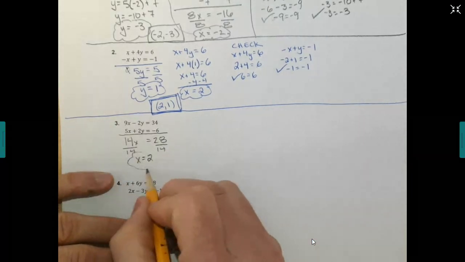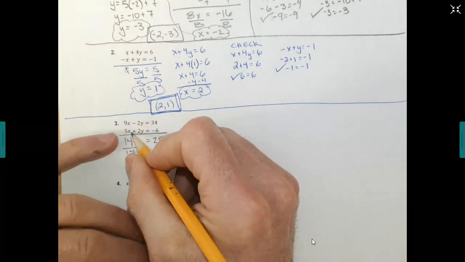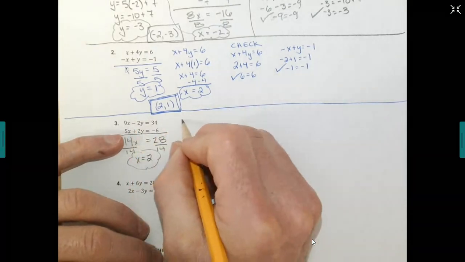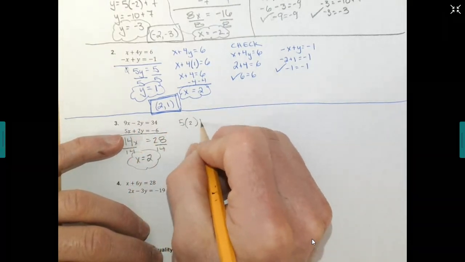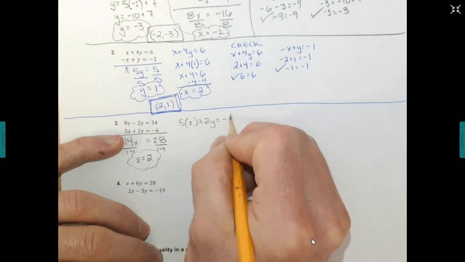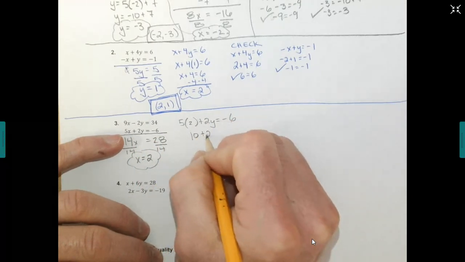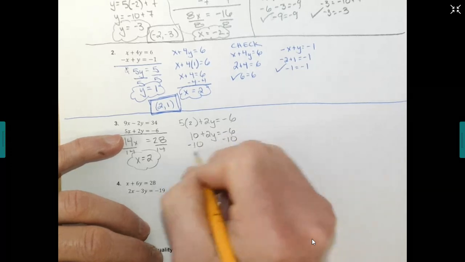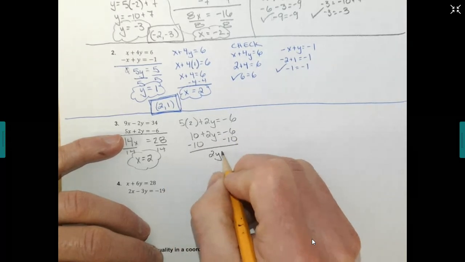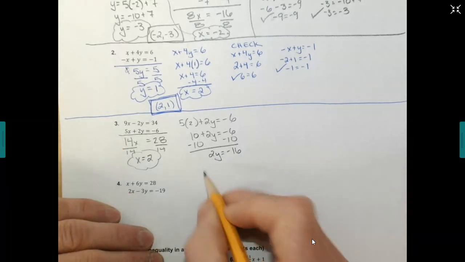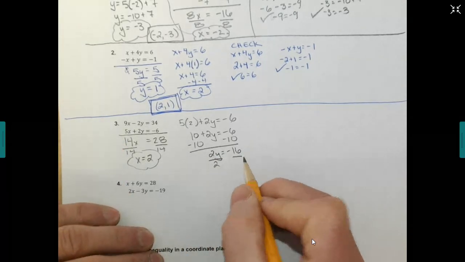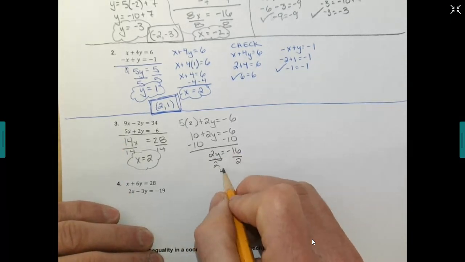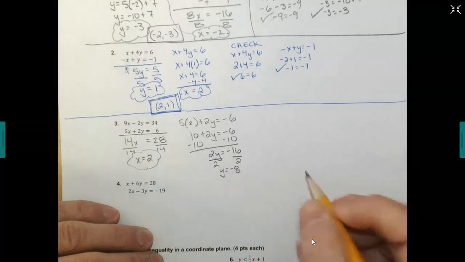So what I think is my x value, so I plug my x back in. Let's plug it in here. So 5 times 2 plus 2y equals negative 6. 10 plus 2y equals negative 6, minus 10. So I have 2y equals negative 16. Divide by 2, divide by 2, and I get y equals negative 8.